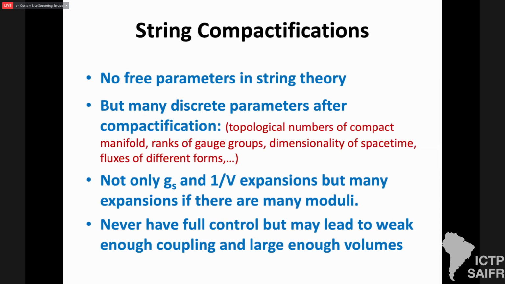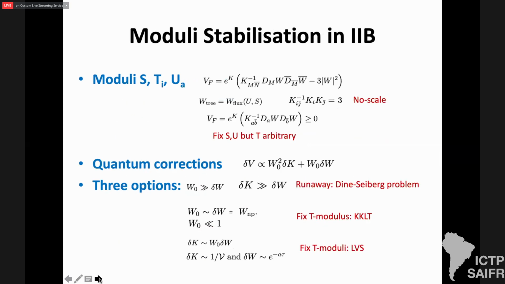And so what I like to say is that this Dine-Seiberg problem is not a disease from string theory, but it's actually a condition. We have to learn how to live with it, essentially. And there's nothing wrong, except that we have to make sure that when we do our calculations, we fit into the regime that fits the weak coupling. And essentially, a lot of the developments in this direction has been done in type 2B.